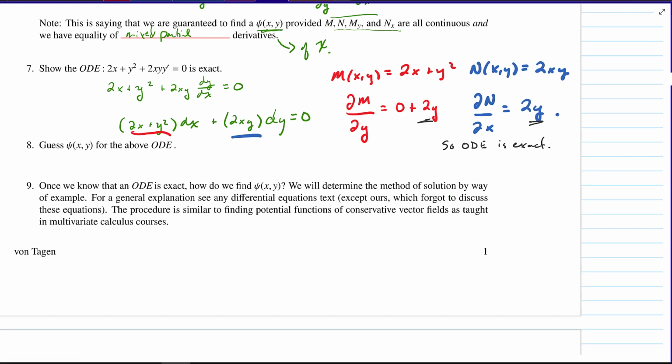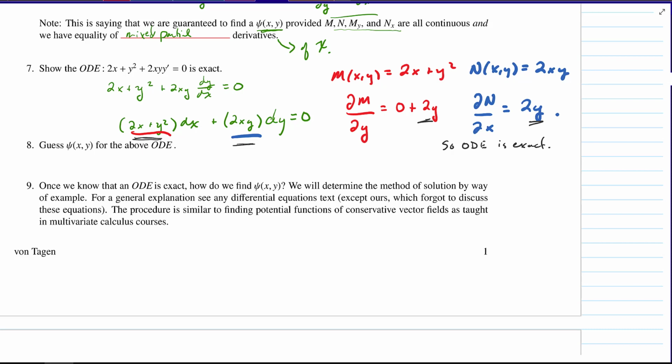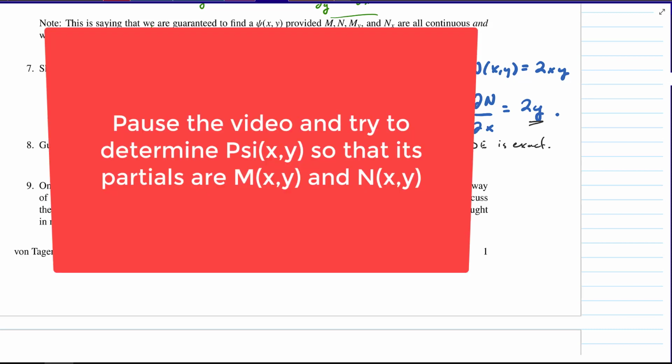The next thing I want to do is give a guess for the above ODE. Let's see if we can guess a solution to this. We're trying to think of a function that when we take the partial derivative with respect to x, we end up with this expression here. And when we took the partial derivative with respect to y, we ended up with this expression here. So pause the video and take a guess. And if you can't get it, don't worry, we're going to learn an explicit technique momentarily. What's the solution to this ODE?